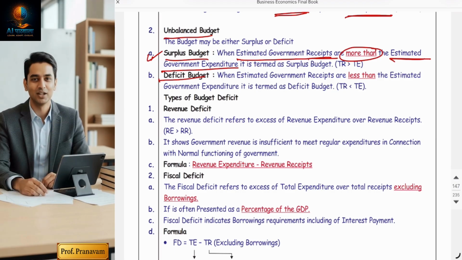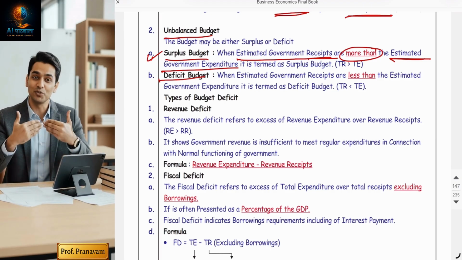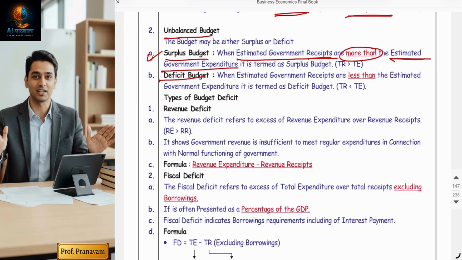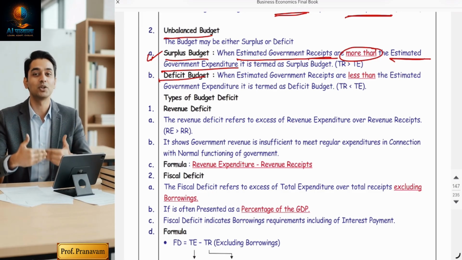It indicates a sound financial position of the country. It indicates the country is well developed. It indicates higher income people, etc.